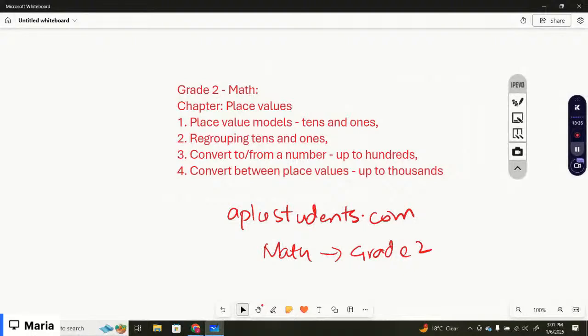The lessons we're going to cover from the chapter are place value models, tens and ones, regrouping tens and ones, convert to and from a number up to hundreds, convert between place values up to thousands. So please make sure you have your notebook and pencil so that you can note down the important examples and definitions as well.